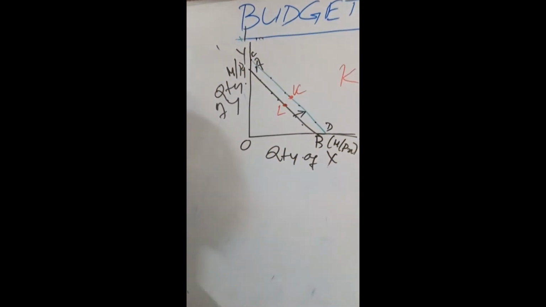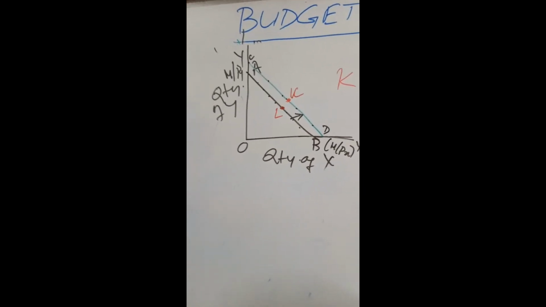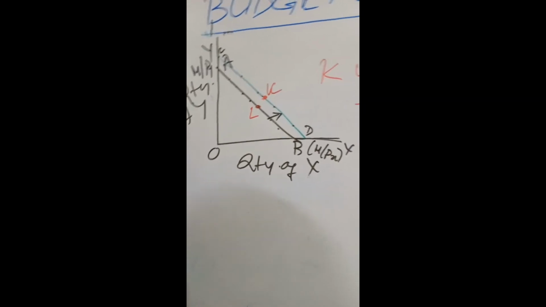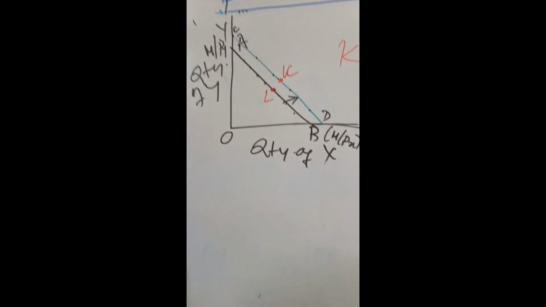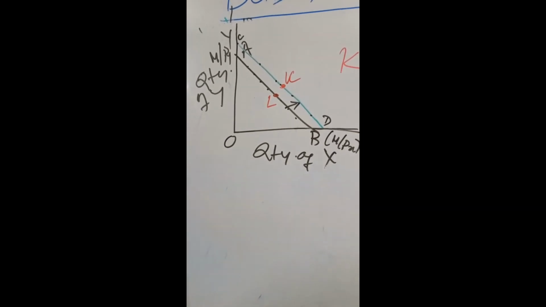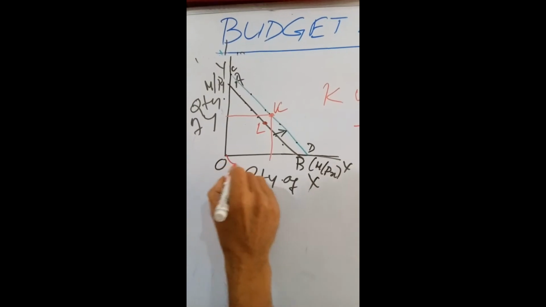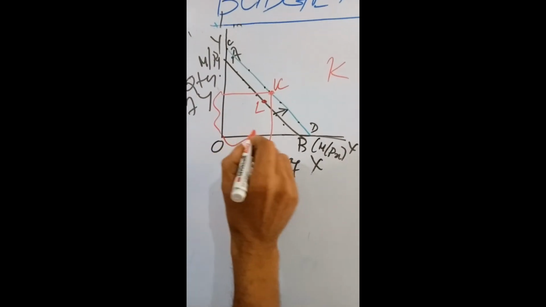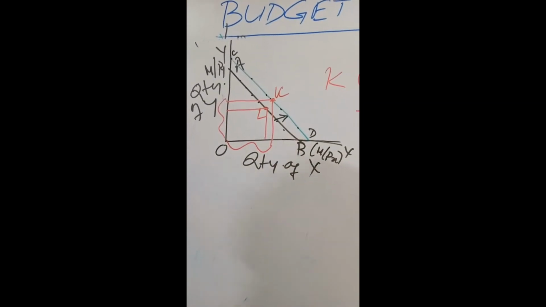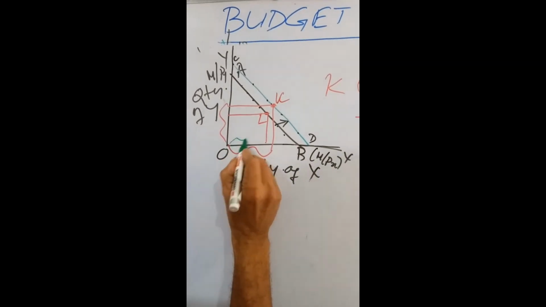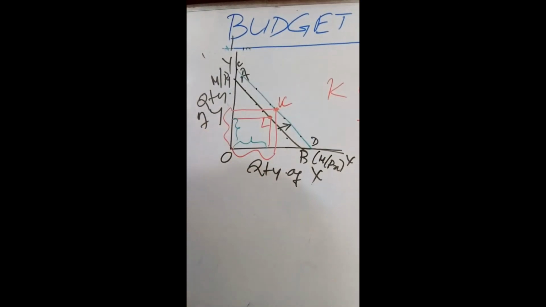This means any point on CD is more expensive than any point on AB. Why? Because now the consumer is spending more money. Okay, you see, this is the quantity and this is the quantity. Previously it was the quantity. Now quantity of both X and Y have increased.